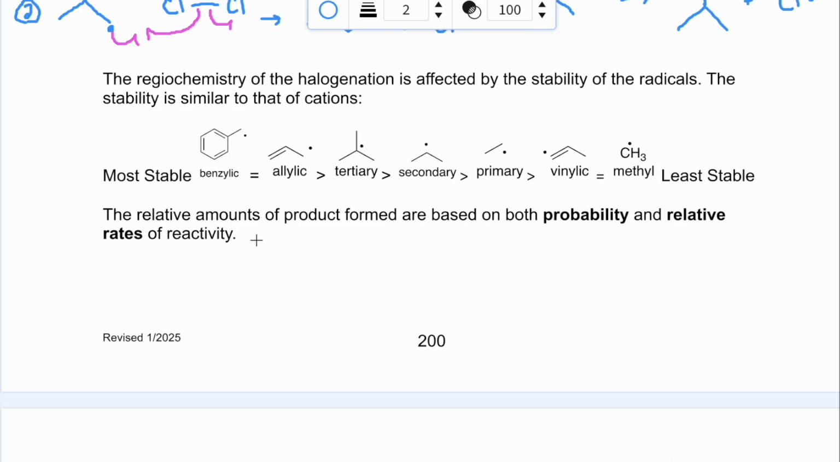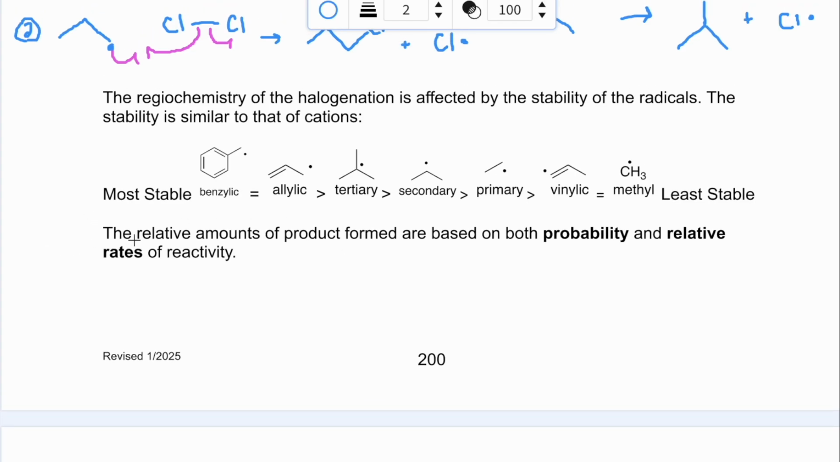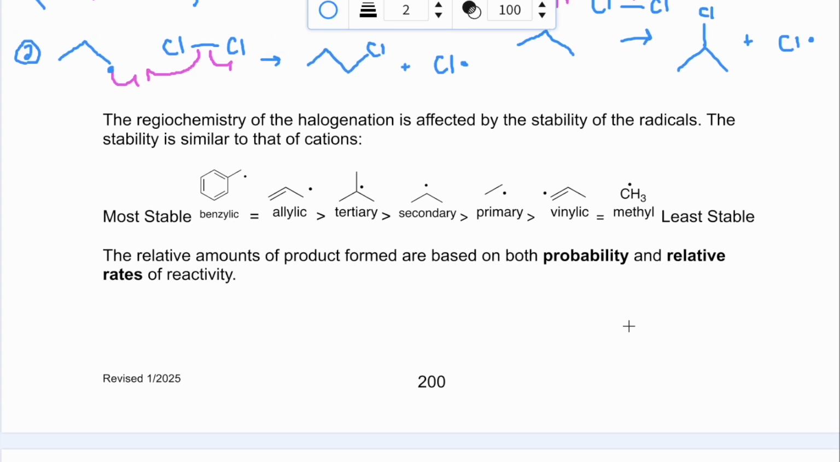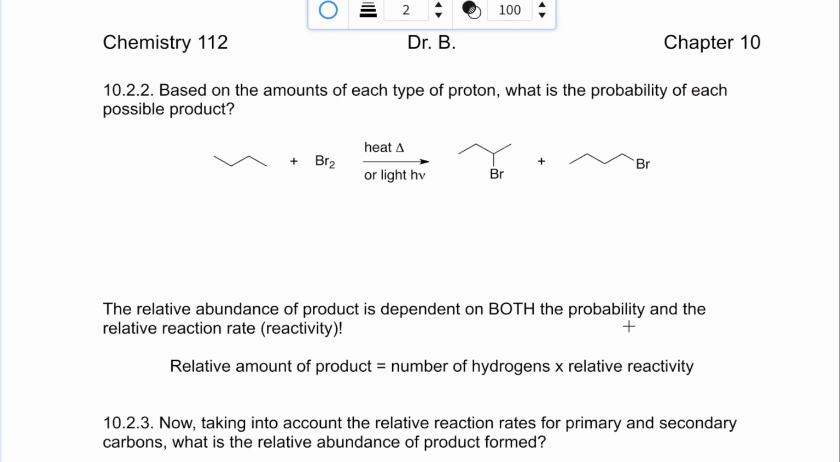And so we don't get equal amounts of product formed. It's not like all of these sigma bonds between carbon and hydrogen are equally likely to get attacked. And so the probability of attack is not just based on the number of different hydrogens that are in that position, but also the relative rates of reactivity. How reactive is that hydrogen? What do we mean by that?